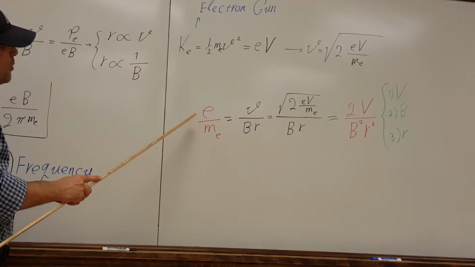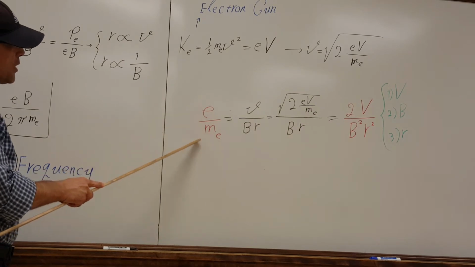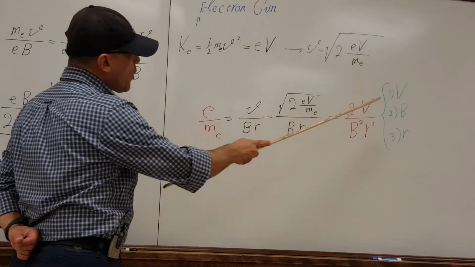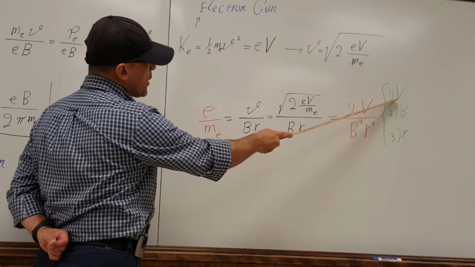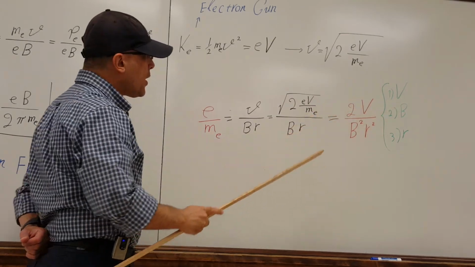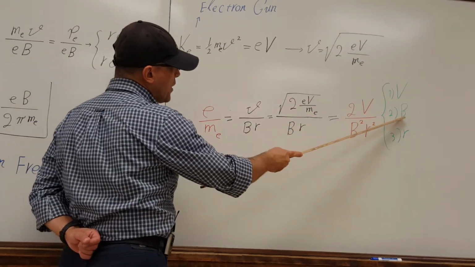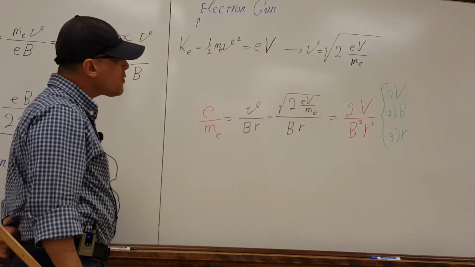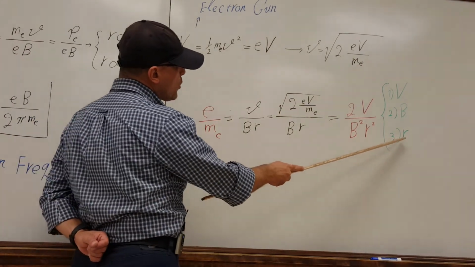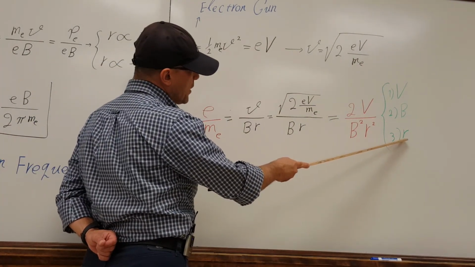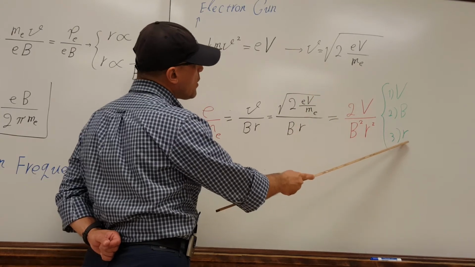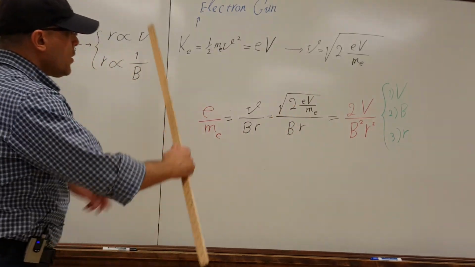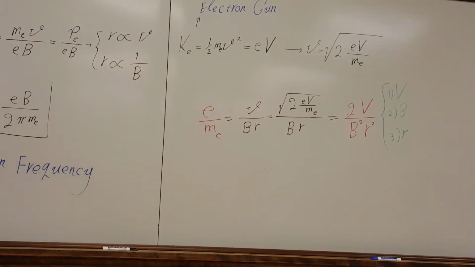So in order to measure the charge to mass ratio, first of all, I need to know the accelerating voltage. Second, I need to know the magnetic field, and this is a uniform magnetic field. And finally, I need to know the radius of the circles that the electrons make. This is all about the theory.